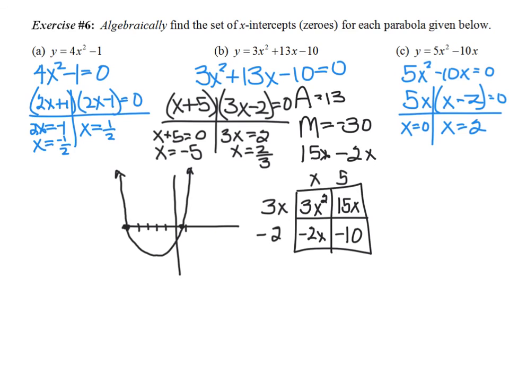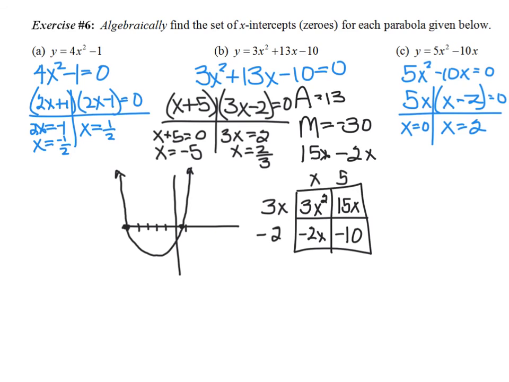In part A, I factored that quadratic to get 2x plus 1 times 2x minus 1. But yes, you could have also moved the 1 over to the right side, divided by 4, and then taken the square root. In both cases, I am going to get the two x-intercepts, -1/2 and +1/2. Notice that that means that when I draw this parabola, it would be symmetric with respect to the y-axis because my intercepts are the same distance away from the y-axis, one on the left side and one on the right.